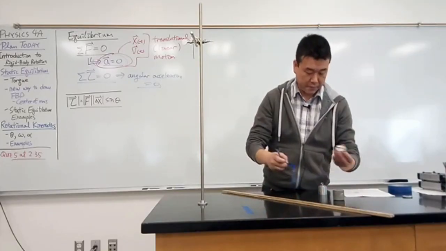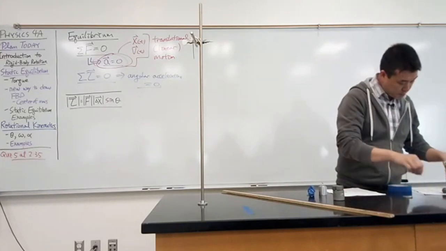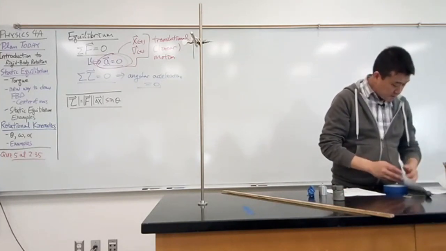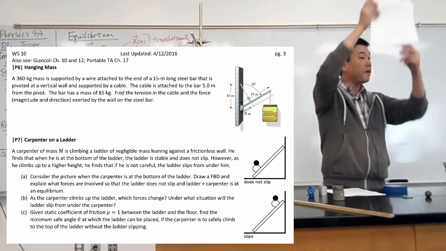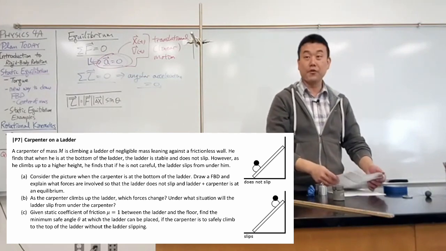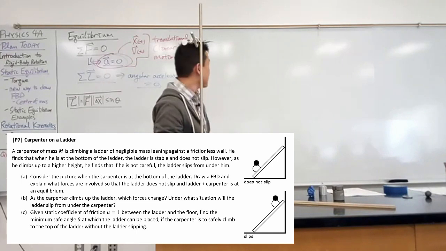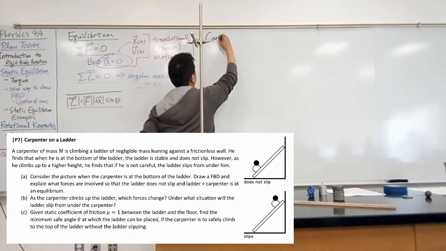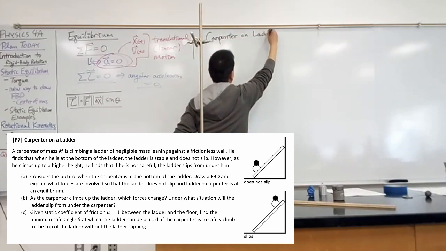So this is the way you can state the question. In fact, this question is on your worksheet. It's problem 7 on your worksheet. There are other problems there which are good, but I don't quite have enough time to go over them, so we will probably skip all the other problems. So this is the problem I call Carpenter Ladder.